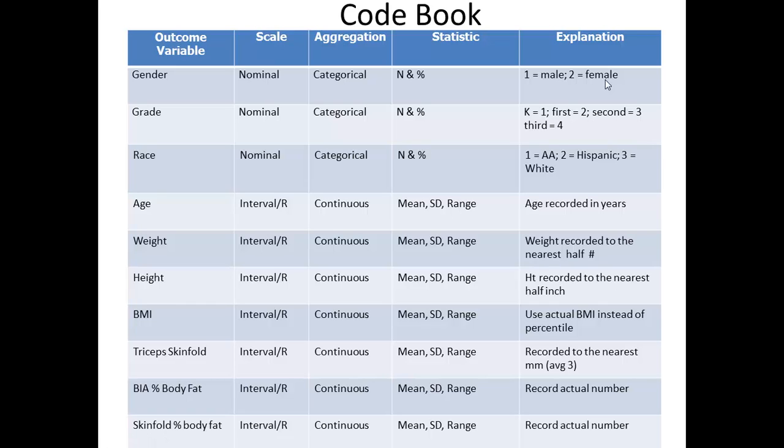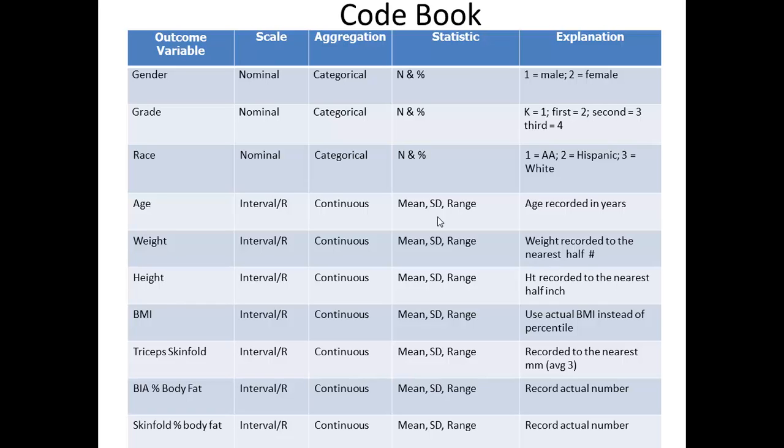So we tell SPSS that we're going to code male as 1, female as 2. And these are arbitrary numbers. For grades, we're going to say every time we have a kindergartner, we'll type a 1. First grade will be 2, second grade 3, and so forth. We have to code for race. The continuous data does not have to be coded. We simply enter the number in because it is higher level, and we'll report that as measures of central tendency: mean, standard deviation, and range.